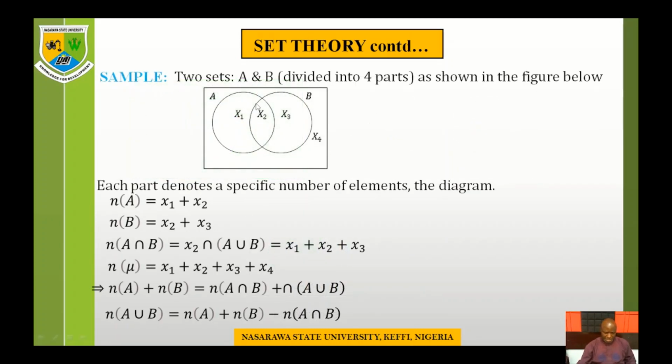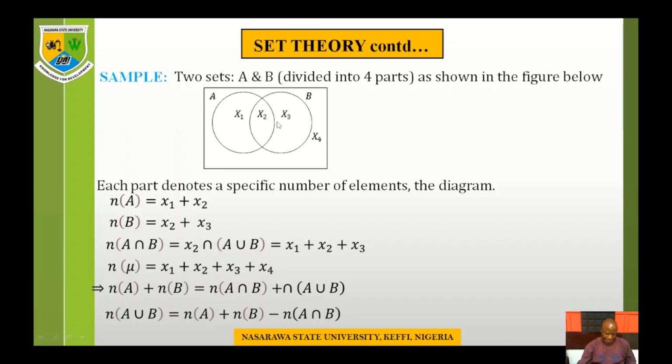Now, let's see this example here. Two sets, A and B, are divided into four parts, as shown in the figure below: X1, X2, X3, X4. Each part denotes a specific number of elements. Look at the circle of A here: X1, X2. X1 plus X2 is the number of A. This n here is defined as number of A. And then number of B, we have X2 plus X3.